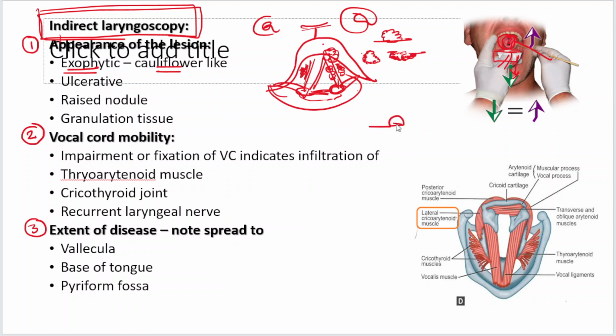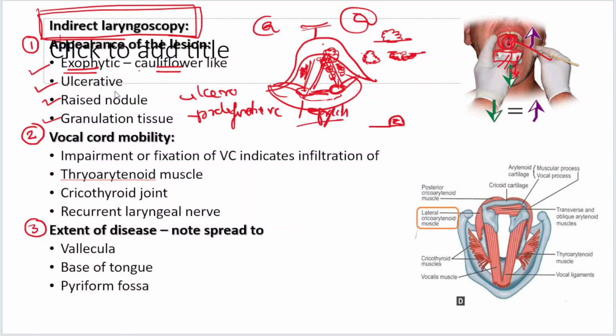It can appear just as a nodule. The surface is smooth, or sometimes, in the anterior commissure area, if there is a growth, it appears like a granulation tissue. Okay, so it may appear exophytic, ulcerative, like a raised nodule, or like a granulation tissue. But most of the times we see an ulceroproliferative lesion, and that's how we describe it: ulceroproliferative lesion of the vocal cord or the epiglottis.